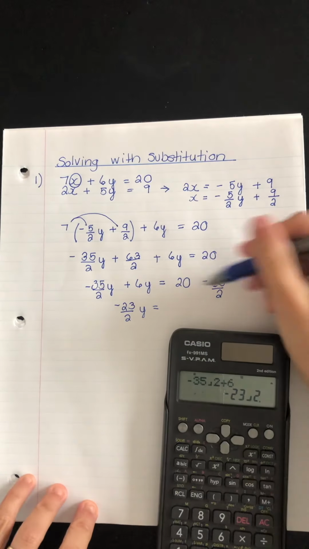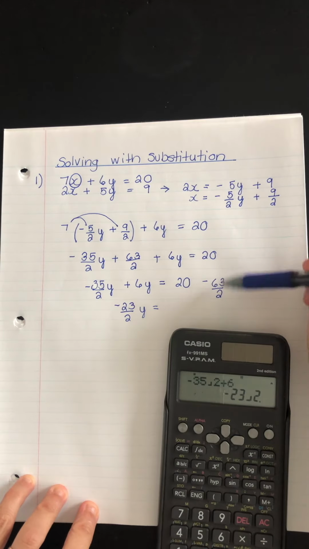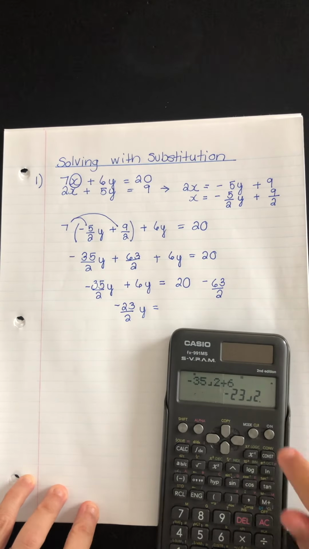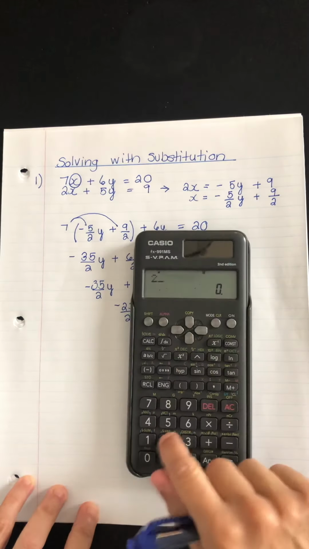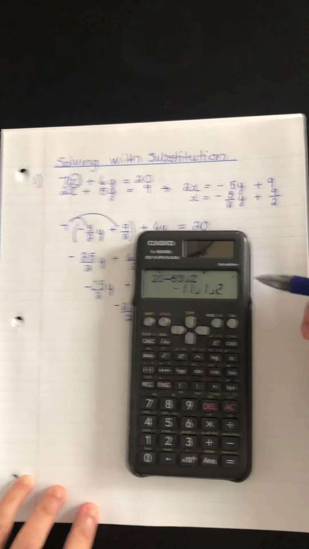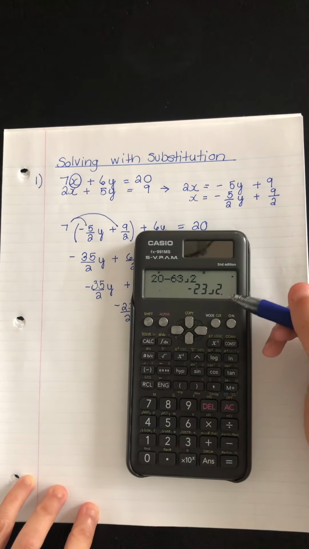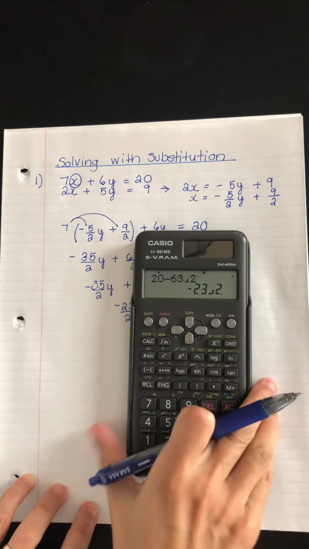And you can do the very same thing to work out the number on the right. Just punch in 20 minus 63 halves. Okay, so 20 minus 63 over 2 equals, that's the mixed fraction. Hit shift, hit the button again, and look what you have, negative 23 over 2.